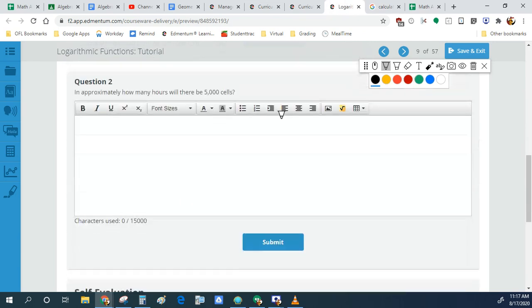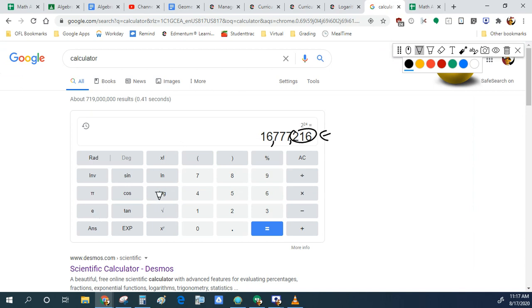All right. So now it's saying approximately how long will there be that many cells? This one's a little different. They're giving us this 5,000 and they're saying how many hours? How long will it take for this to happen? Or in other words, they're saying log base 2 of 5,000 equals what? So I'm going to show you guys how to do this. Does this have a log? Yes, this does have a log.